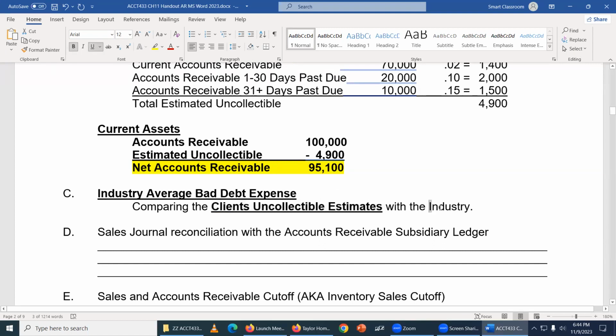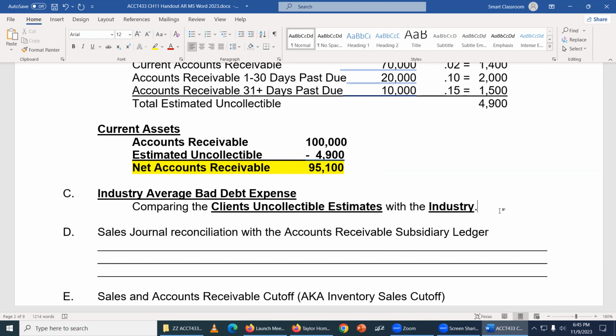Now, if the client is similar to others in the industry, this might be a reasonable thing to do. For instance, like up here, it looks like around 5% are going to be uncollectible. Well, let's see what the industry says. If the industry says 5%, that's probably a reasonable estimate. If the industry says that usually it's 8%, well, that could be a problem.